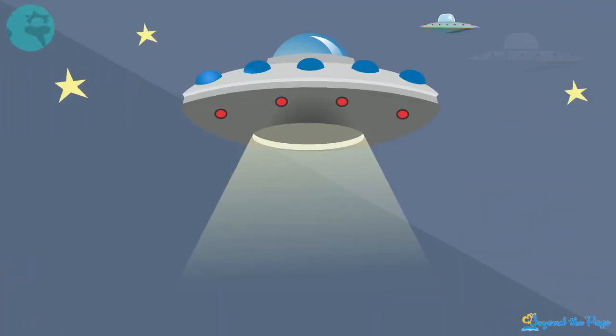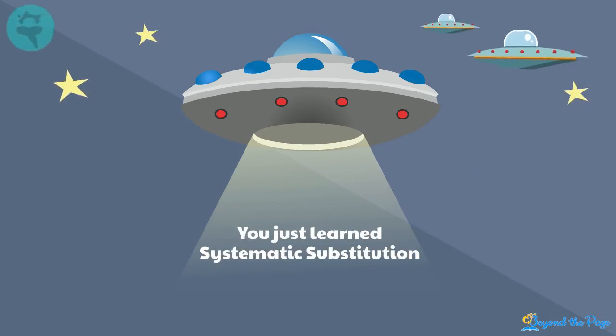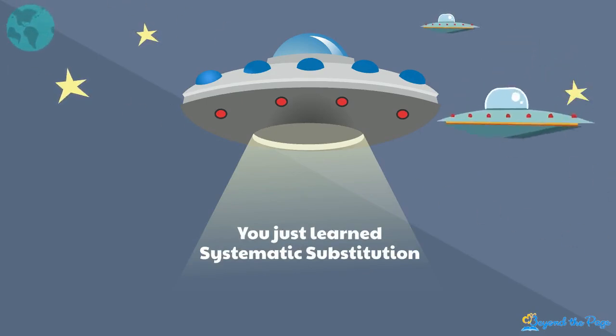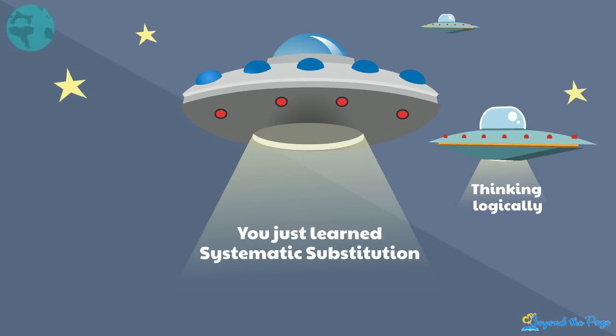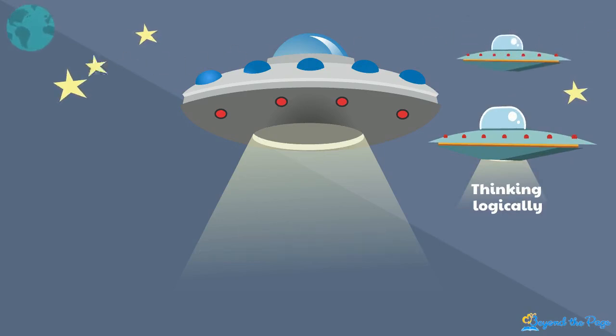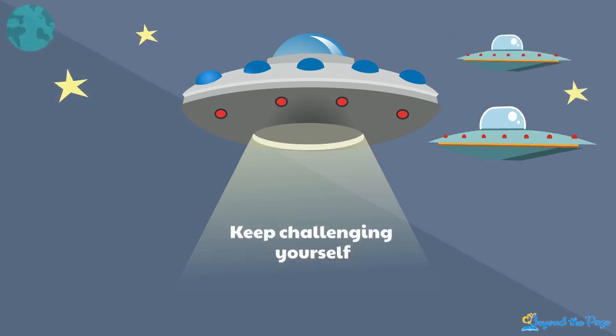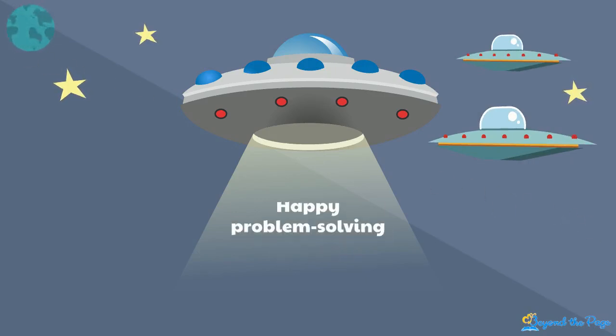This method of finding the value of a variable is called systematic substitution. It is a method for solving equations that involves thinking logically. You've taken a big step in mastering equations with variables. Keep challenging yourself, and soon, solving equations will feel like second nature.